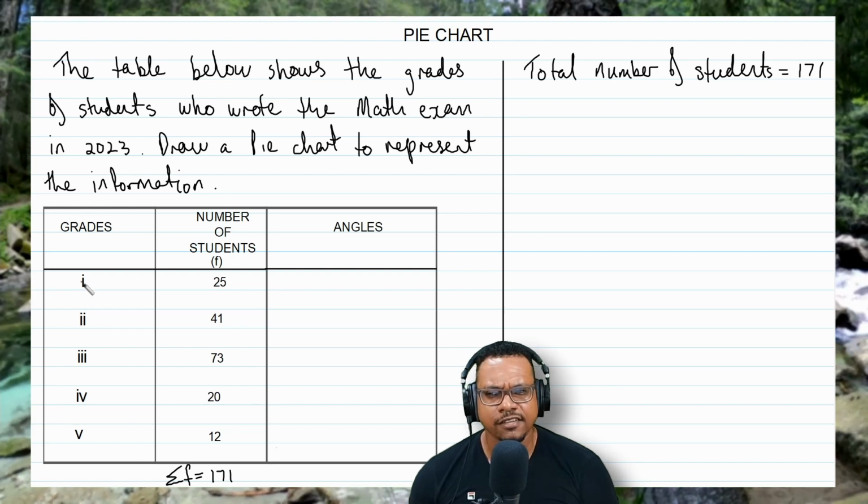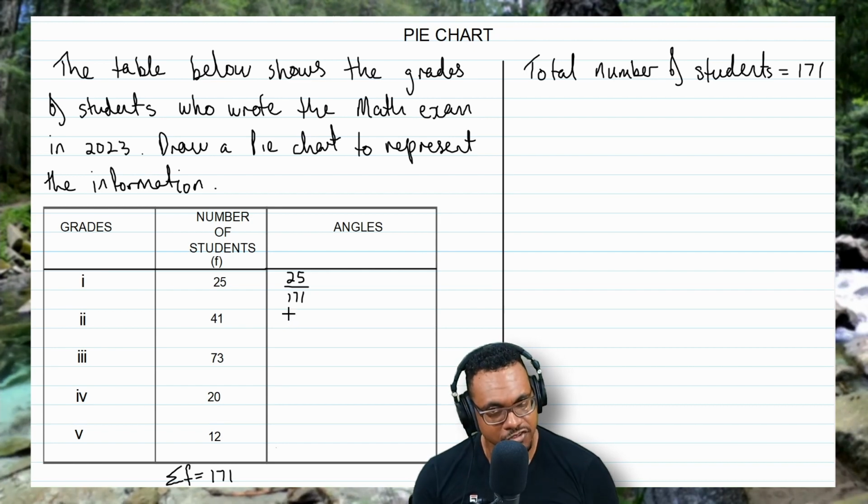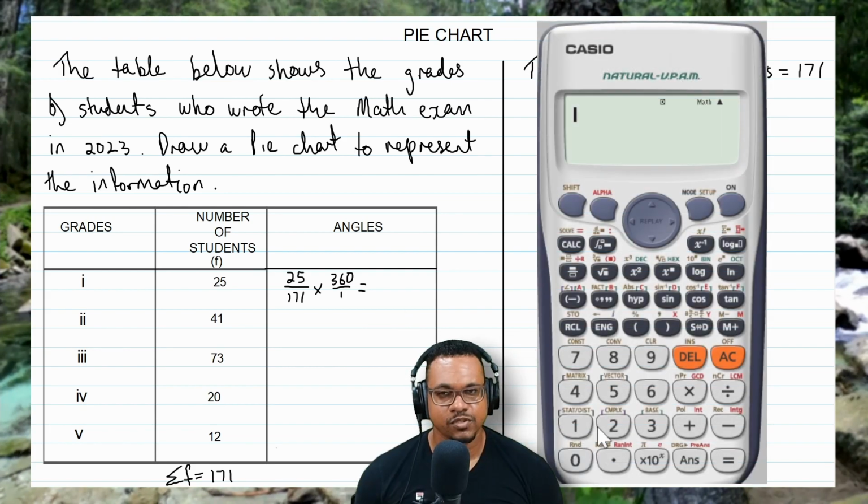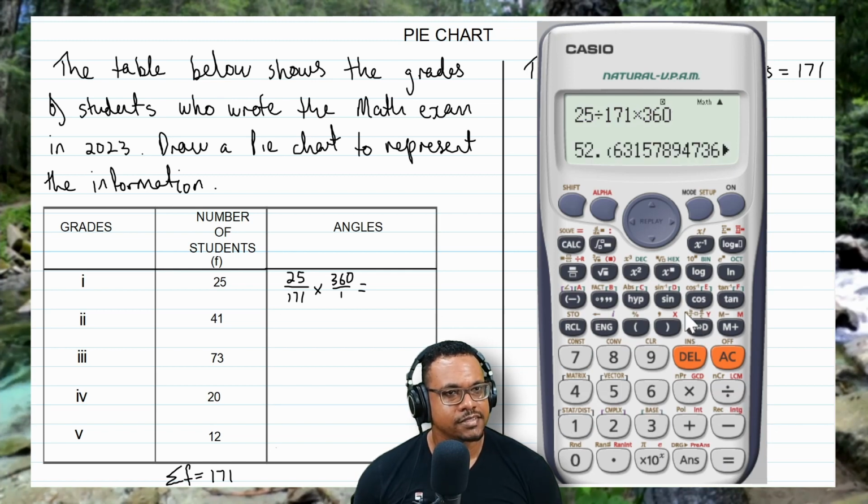So now to work out the angle for grade 1, I would have that 25 students out of the 171, so I put 25 over 171, and since a full revolution for a circle is 360 degrees, I need to multiply this by 360. So I'll go to my calculator and type in 25 divided by 171 multiplied by 360, and I would get 52.631 and so on.